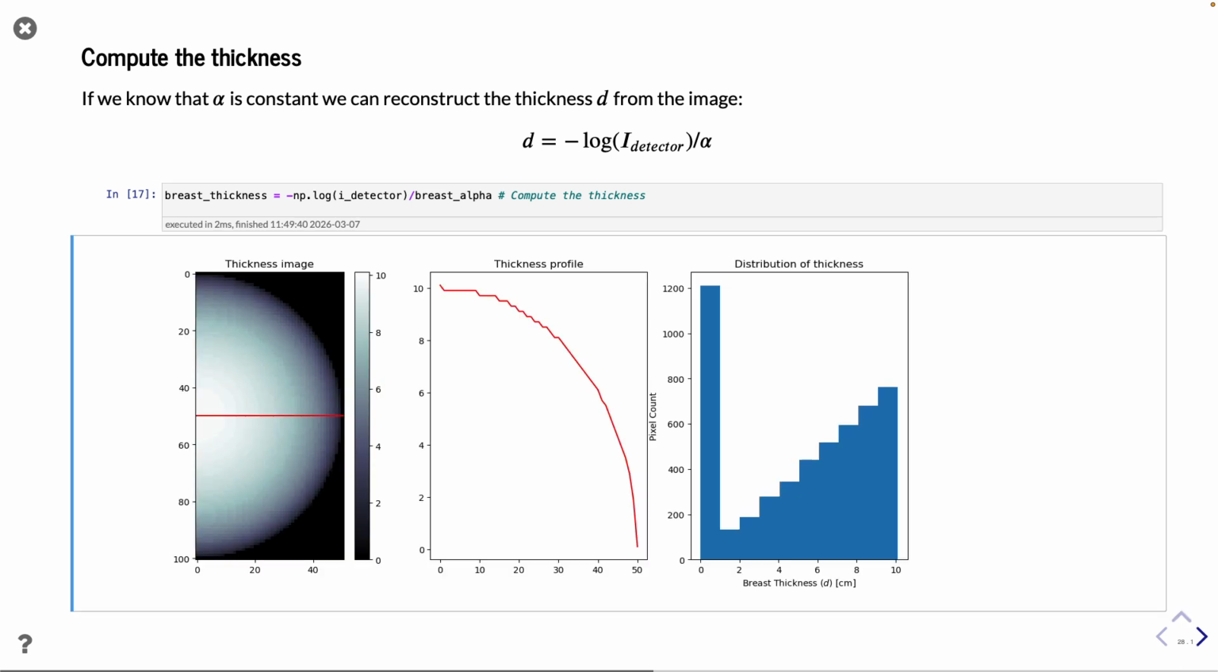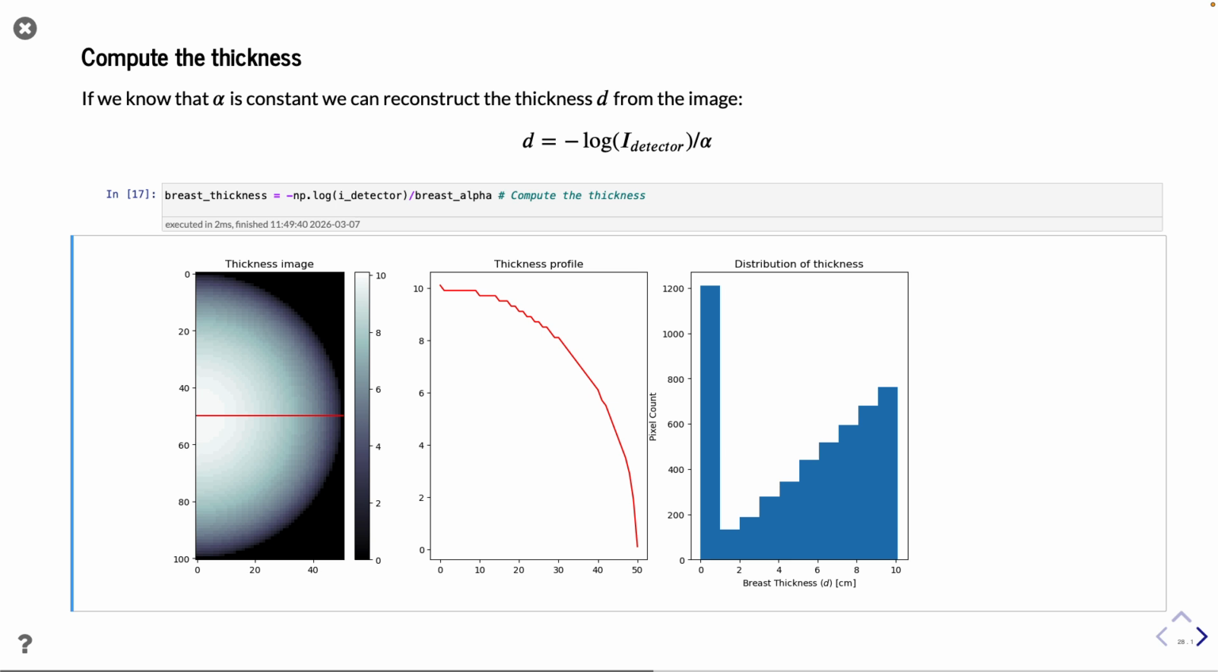So then instead, we get this profile. So we have a thickness image instead, and we see that the thickness at the thickest point is 10 centimeters, and then it goes down to 0. And of course, as we have flipped this curve, the histogram will also be flipped. And then we see the distribution of thicknesses instead.